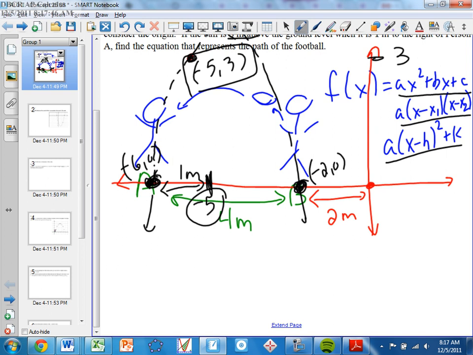Remember, A, B, and C are considered parameters, things that can change, but they're not our variables in that sense. Our variables are X and Y. So which of these 3 forms should we use for this kind of a problem? And why? Anthony? In the middle. Why? Because you have both X.